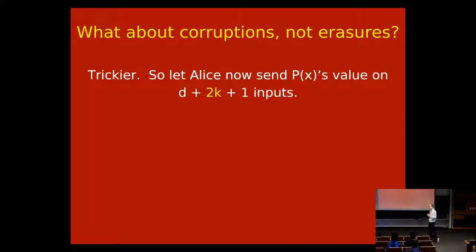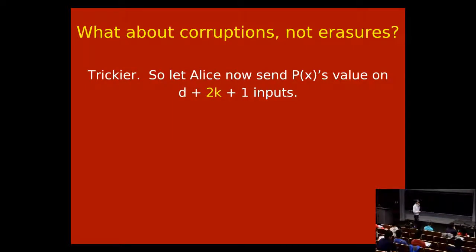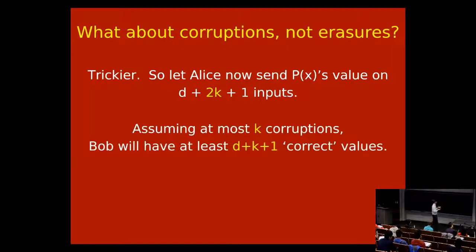Remember with the repetition code, to guard against K corruptions, we had to do D plus 1 times 2K plus 1. That was the majority thing. D plus 1, the length of the message, times 2K plus 1. And now we're getting more like the sum: D plus 1 plus 2K plus 1 minus 1. So this is how Alice is going to guard a message of length D plus 1 against K corruptions.